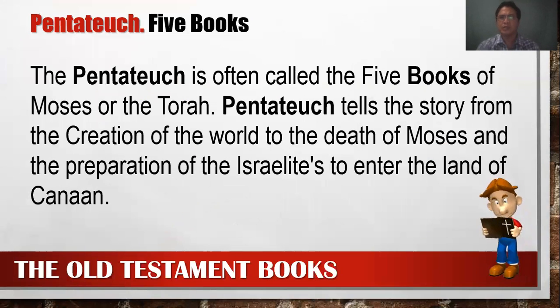The Pentateuch is often called the five books of Moses, or the Torah. The Pentateuch tells us the story from the creation of the world to the death of Moses and the preparation of the Israelites to enter the land of Canaan.